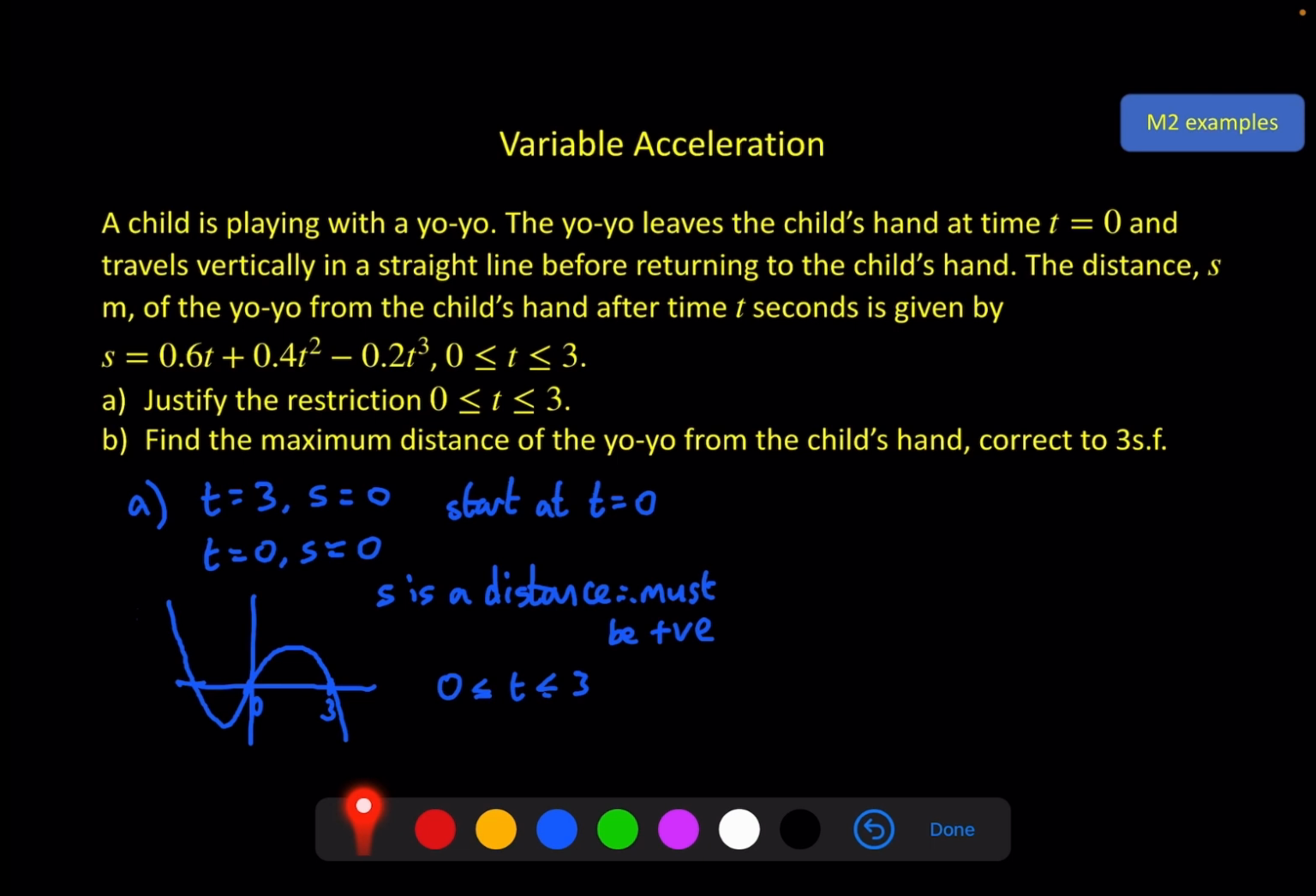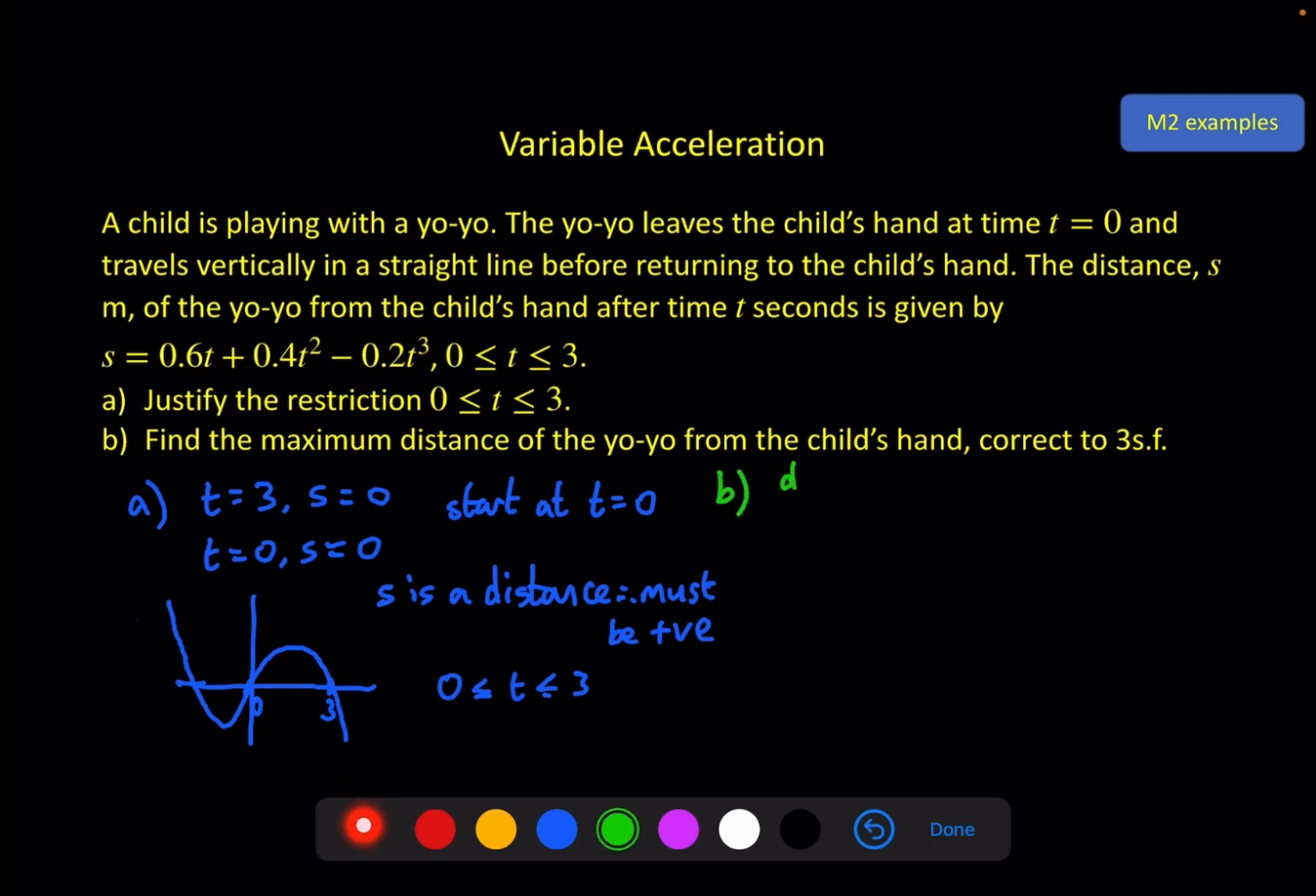Part B, find the maximum distance of the yo-yo from the child's hand, correct to 3 significant figures. Now in the previous video we had a situation where differentiating didn't really help us that much in finding the maximum speed of something, but in this case I can see from the diagram that the turning point between 0 and 3 is going to be the maximum point on this curve. So I can go ahead and differentiate, and so long as my time value is between 0 and 3, that will give me the maximum distance.